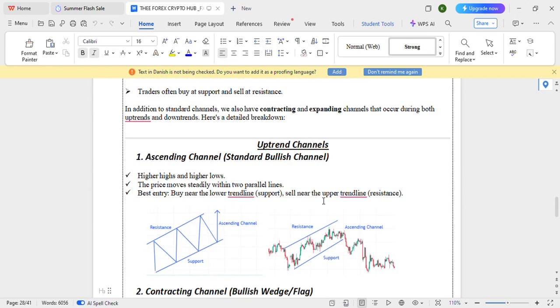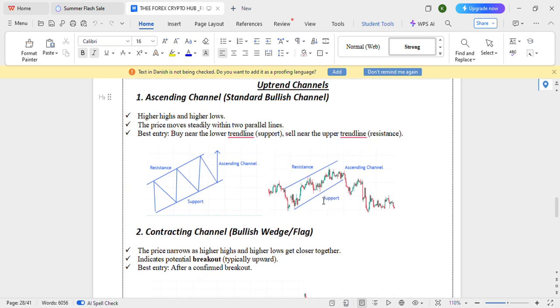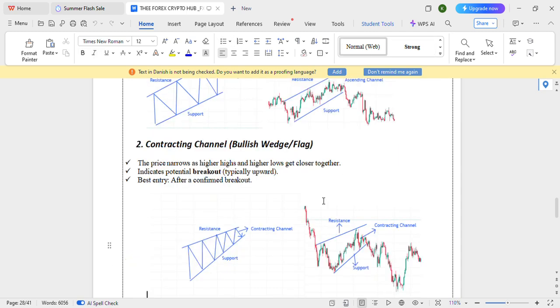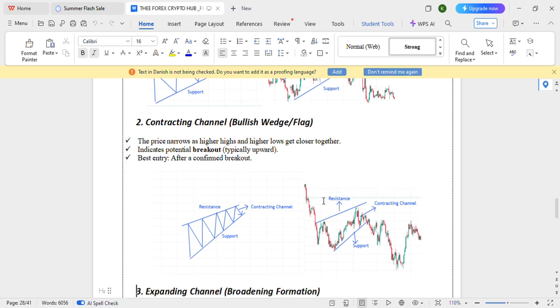So for this, we have talked about the ascending channel, where it looks like an uptrend. You can see we have higher highs and higher lows. The lower line is the support, the upper one is the resistance. We have what we call a contracting channel. It starts wide, but as it continues, it becomes thin. That is how a contracting channel looks.